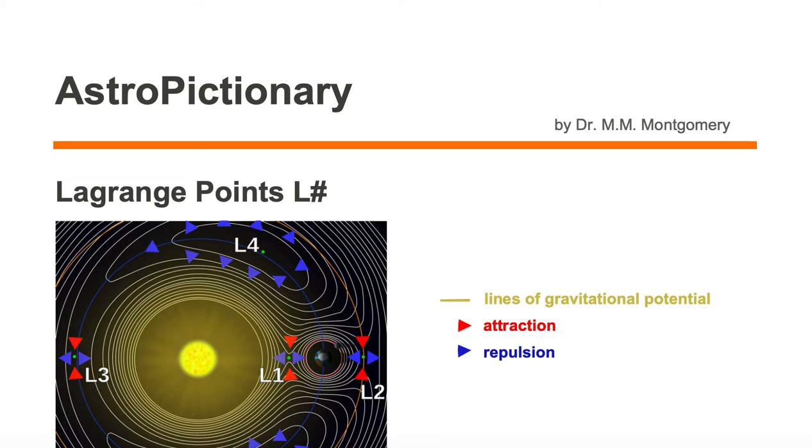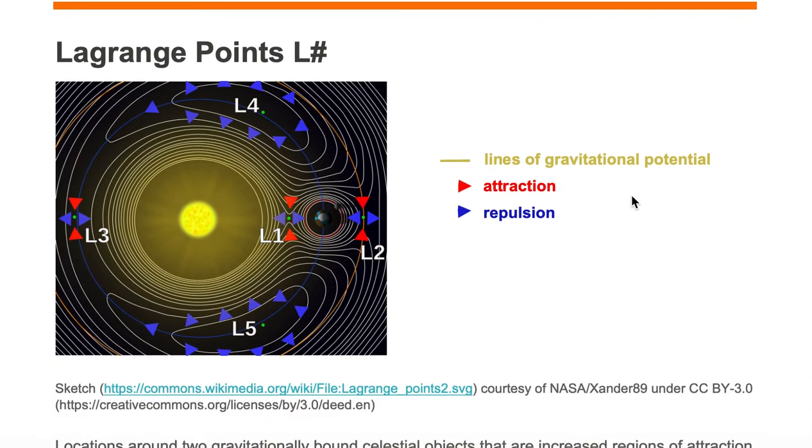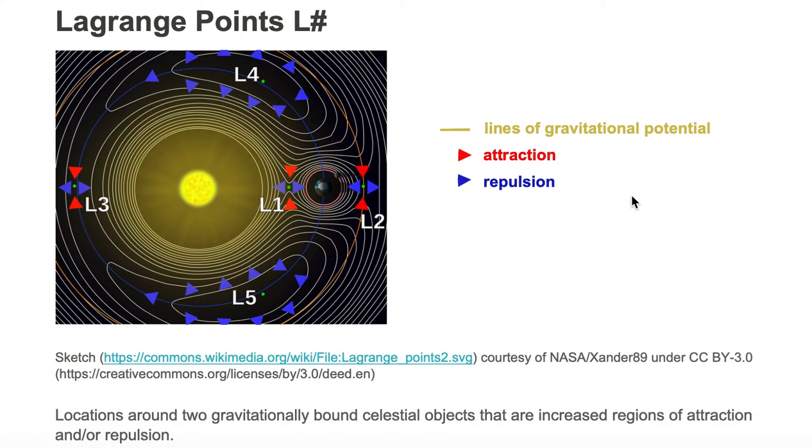In this video, we're going to talk about Lagrange points, which are L numbers. Lagrange points are locations around two gravitationally bound celestial objects that are increased regions of attraction and repulsion. So here we have two objects. We have the Sun, and we have a smaller, less massive object, the Earth. And each of them has gravitational potential lines drawn around them.